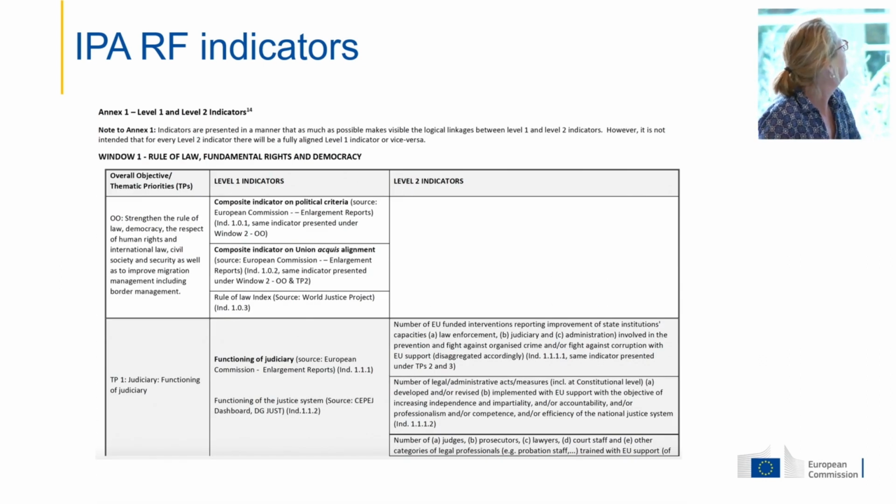And then the more important indicators that you should be aware of, both when you program under the neighborhood DICI and when you program under IPA, are the level 2 and level 1 indicators, which are organized according to strategic objectives, priorities, or windows in the case of IPA. So here you see the overall objective, which you see on the left-hand side, comes from the programming framework. And then we have a set of indicators distributed according to overall objective and thematic priorities. Level 1, level 2.